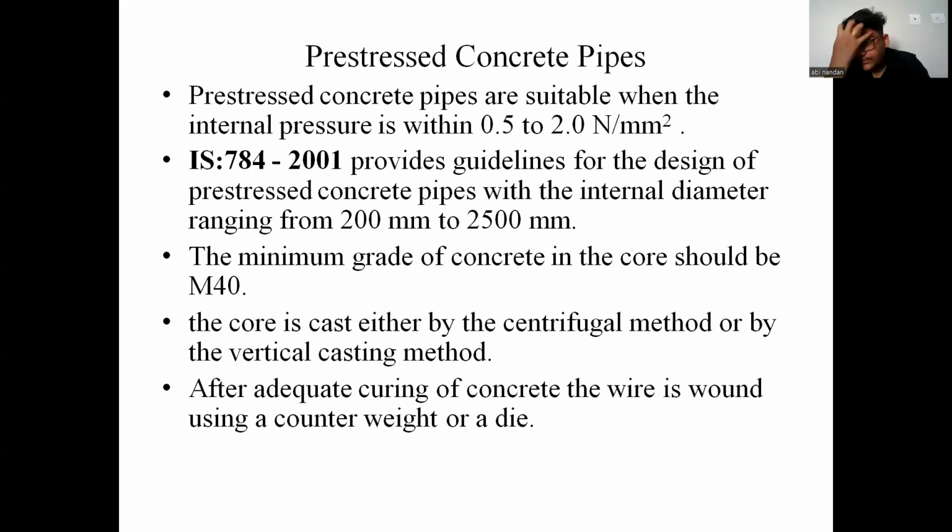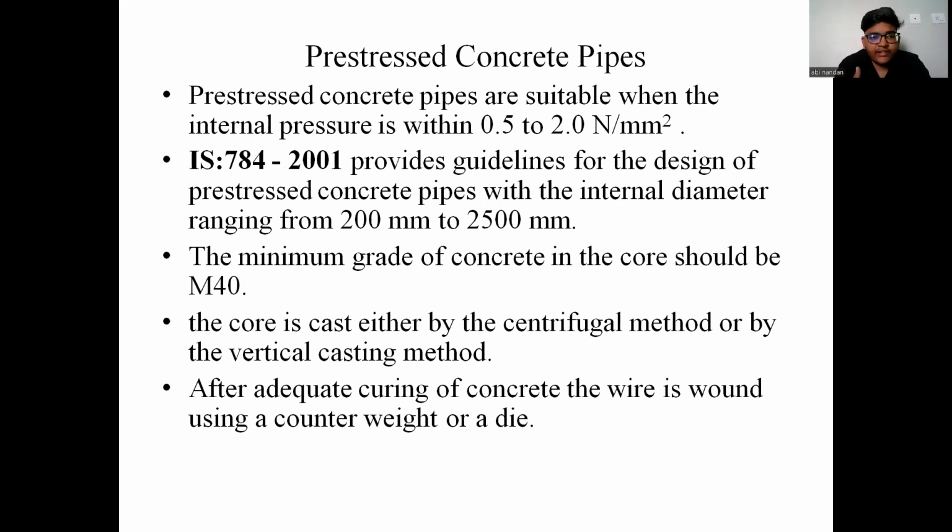Pre-stressed concrete pipes are suitable when the internal pressure is within 0.5 to 2 Newton per mm square. There are two types of pre-stressed concrete pipes, the cylinder type and the non-cylinder type. In the cylinder type, the concrete is cast and pre-stressed over a steel core. A non-cylinder type is a pipe made of pre-stressed concrete only, where we do not have the steel cylinder core.